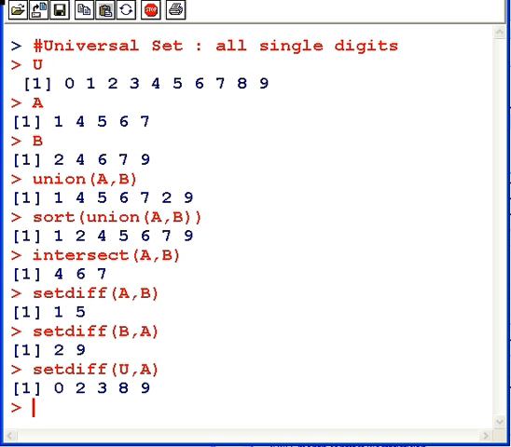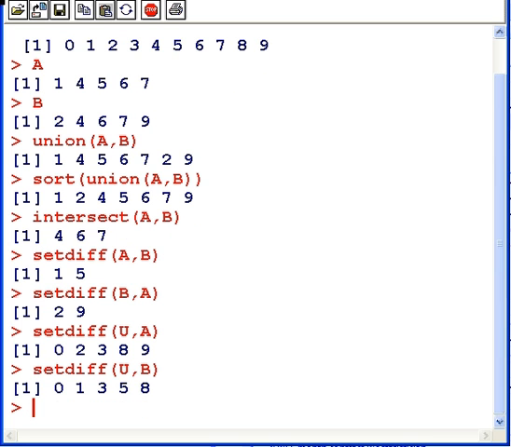We can do the same thing for B. There we have them there. These are the elements of the universal set that are not elements of B. We call that the complement of B. 0, 1, 3, 5, and 8.